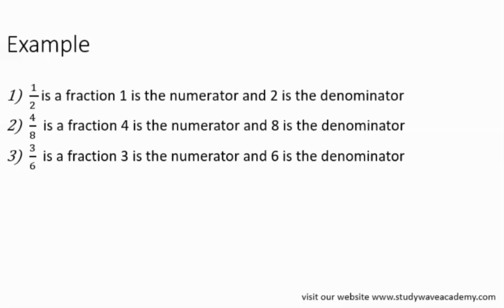Which of these numbers is the numerator and which is the denominator? Remember, we say the numerator is the upper part, right? And 4 is at the upper part. So 4 is the numerator and 8 is the denominator. Very good. 8 is the denominator, and 4 is the numerator, because 4 is at the upper part and 8 is at the lower part.